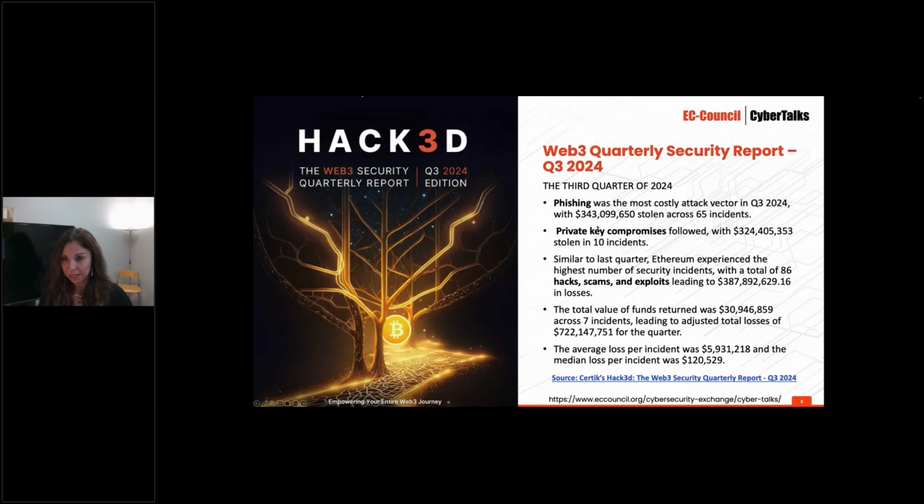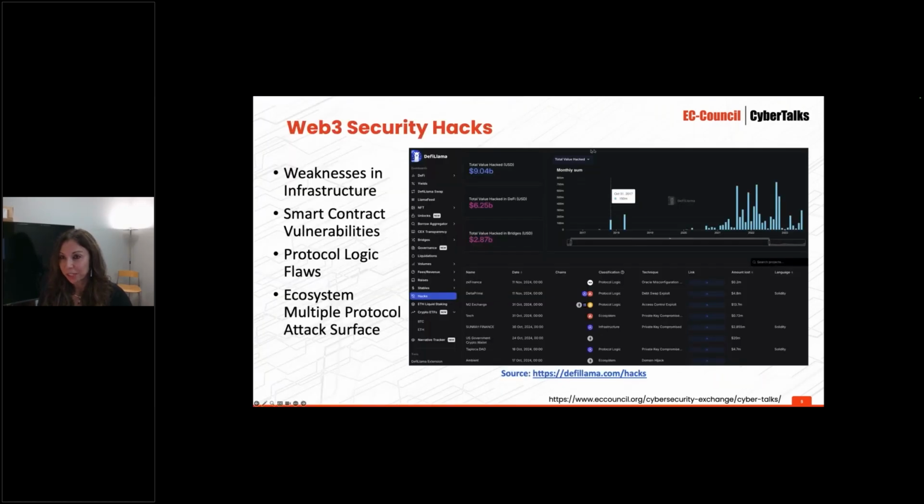Okay, next I want to highlight a really great resource. You can go to this resource. It's the DeFi Llama, defillama.com/hacks. You can go there, and they have a daily report of these platforms that are suffering compromise. And so what you can see here, I pulled a recent report, and you can see that they've actually classified the types of vulnerabilities and then the techniques for those.